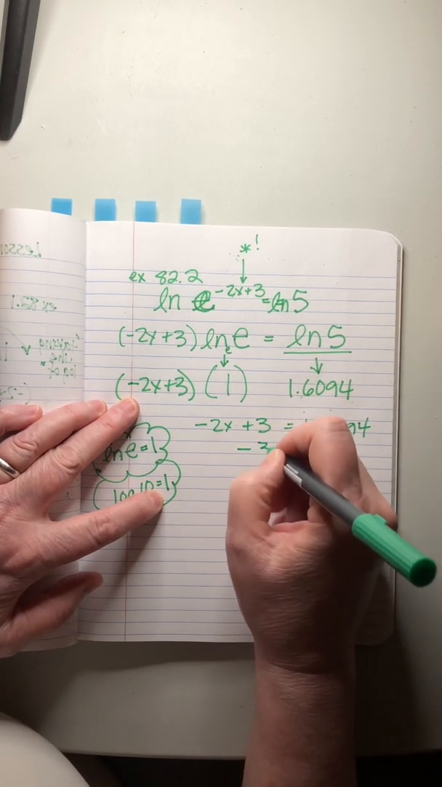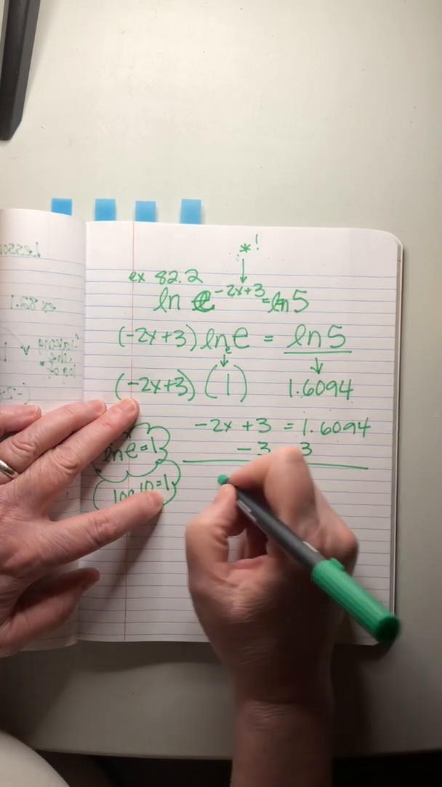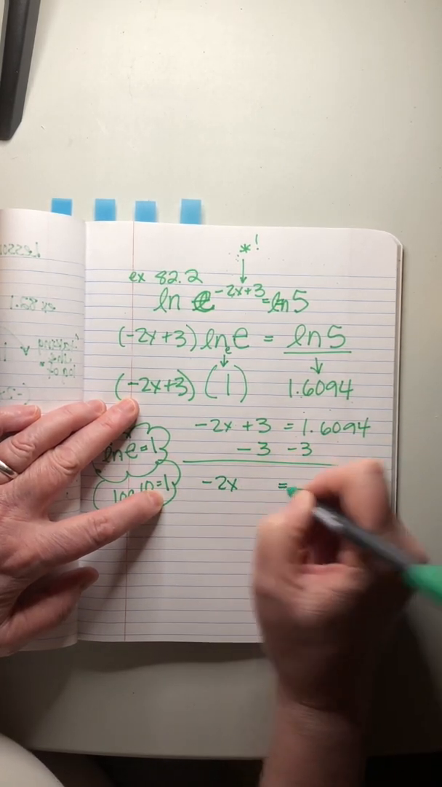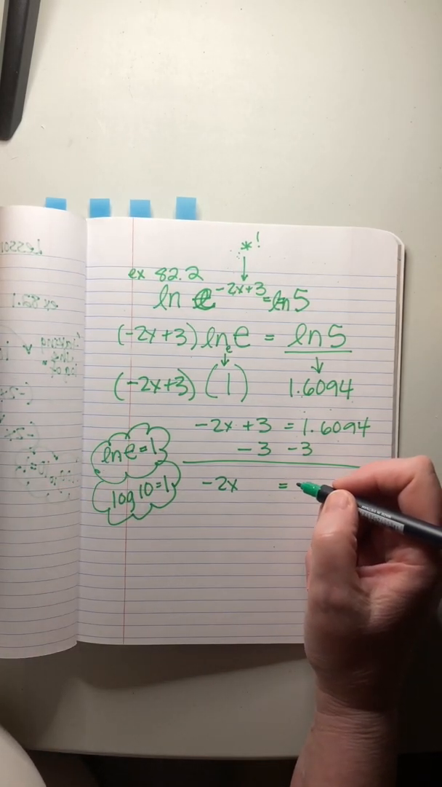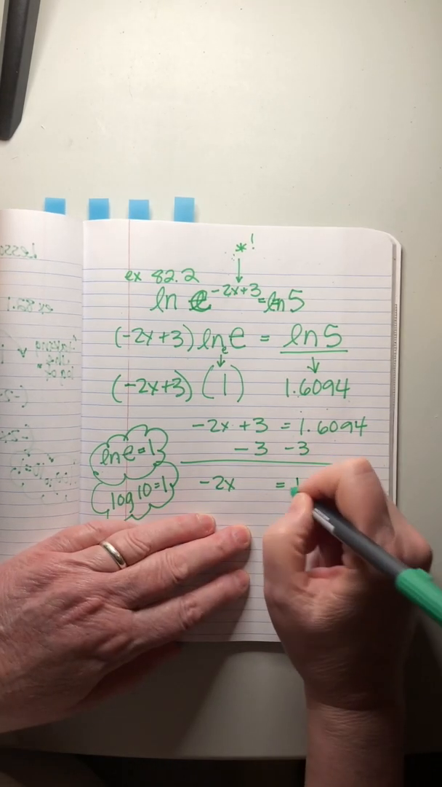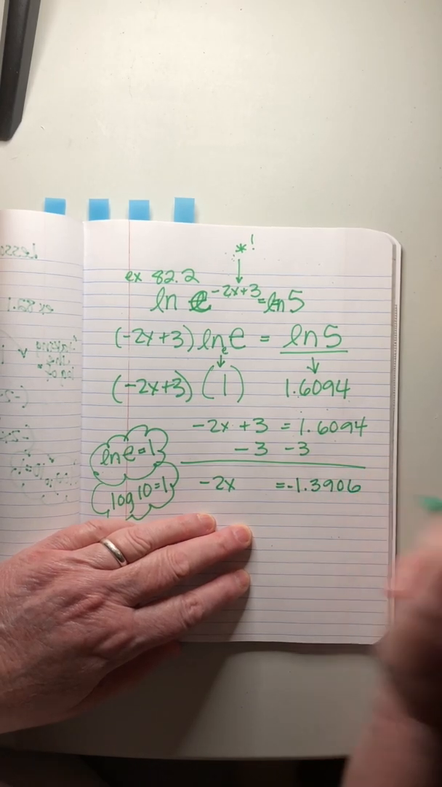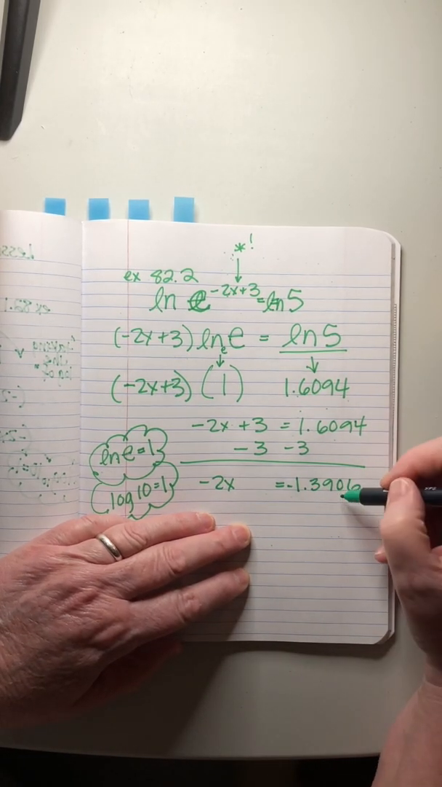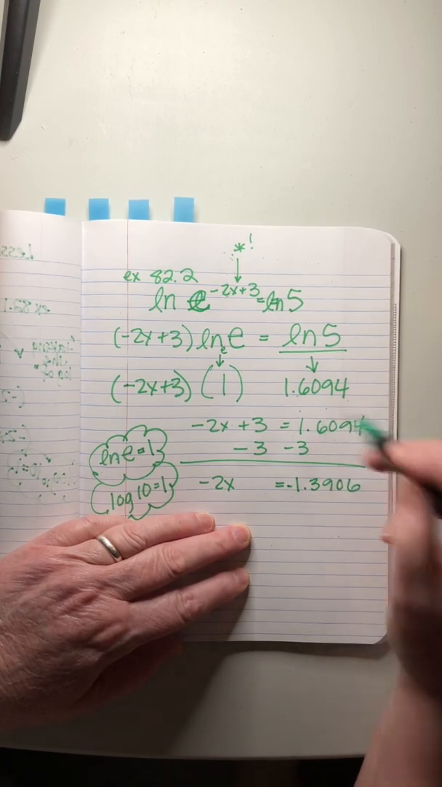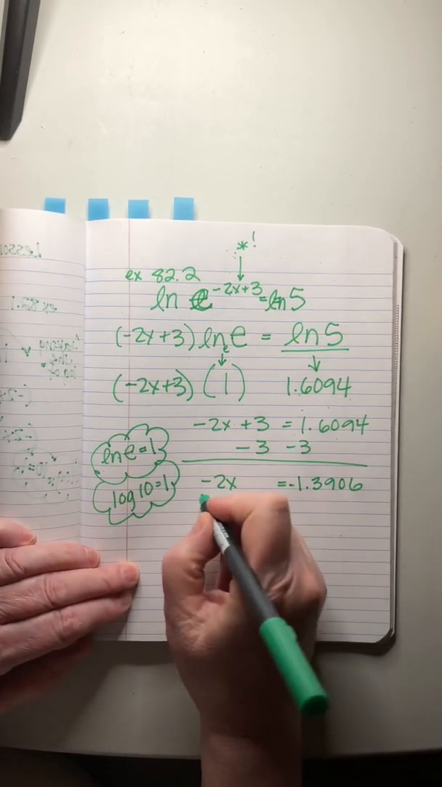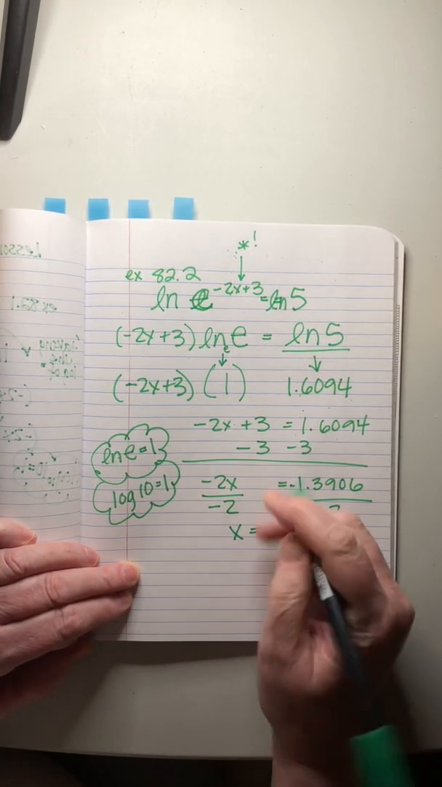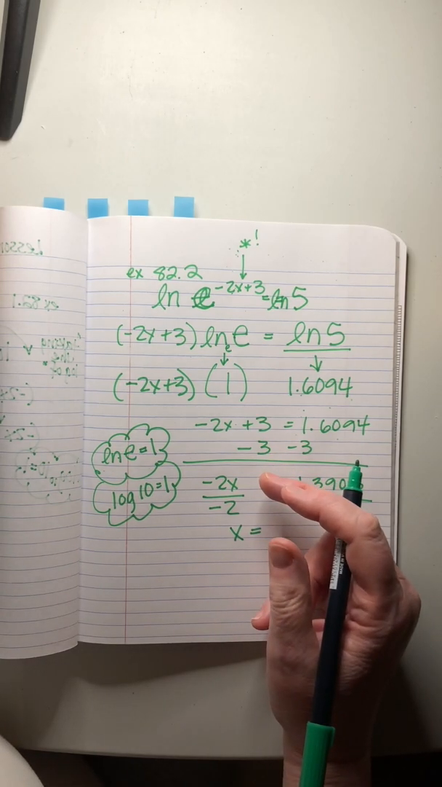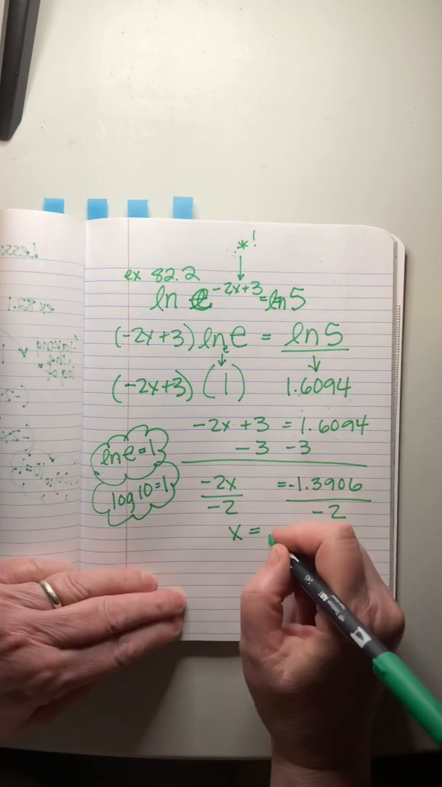All right, so now we can simplify this and we get minus 2x plus 3 equals 1.6094, and then it's exactly the same. We just subtract the 3, and this will be minus 2x equals, let's see, minus 1.3906. Right? Yes, okay, that works. And then we divide both sides by minus 2, and we get x equals 0.6953.